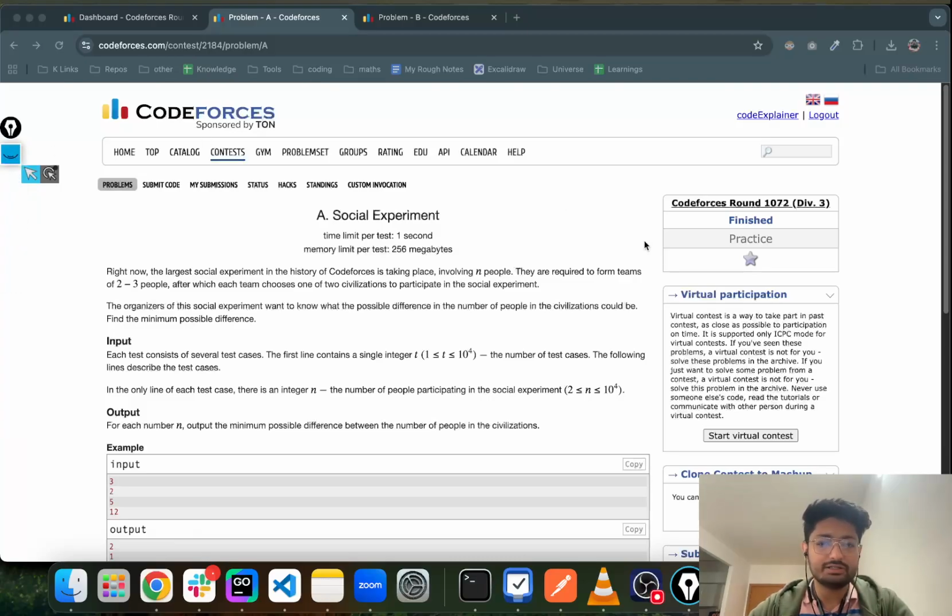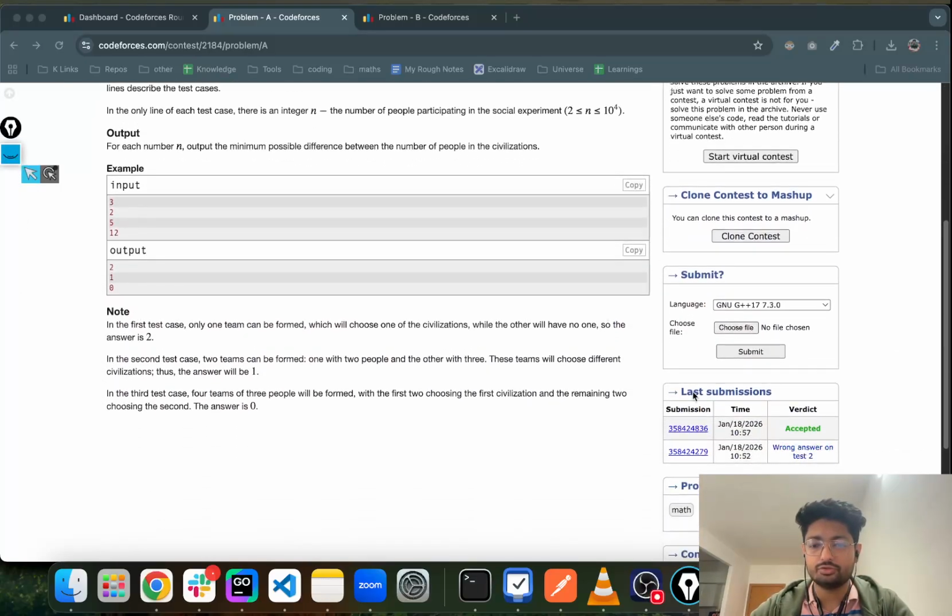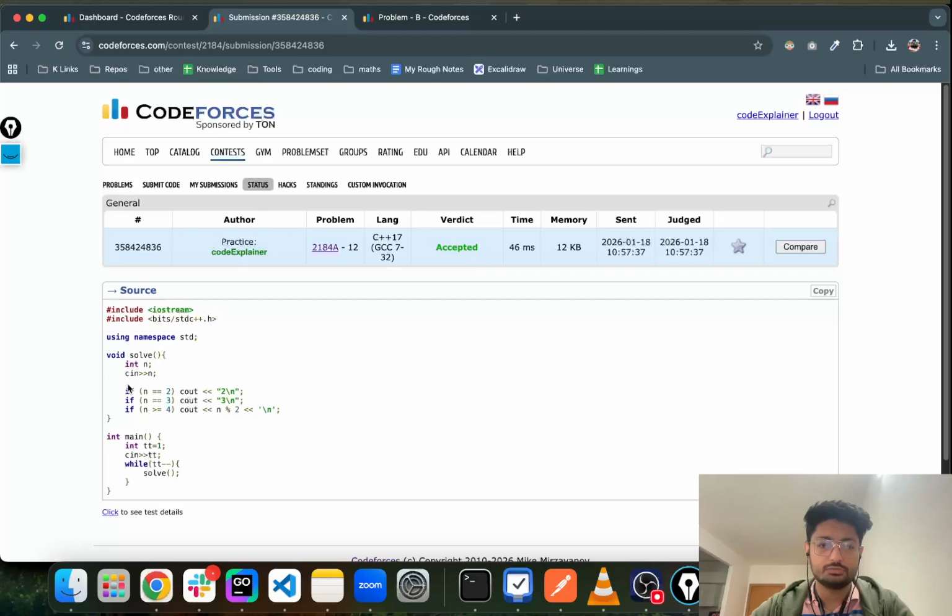So pretty much simple here. The code part is again pretty much simple. If I show you, for n equal to 2, the answer is 2, for n equal to 3, the answer is 3, and for n greater than or equal to 4, it's just mod 2, like it should be even or odd. That's it. That's the complete logic and code part for this particular problem.